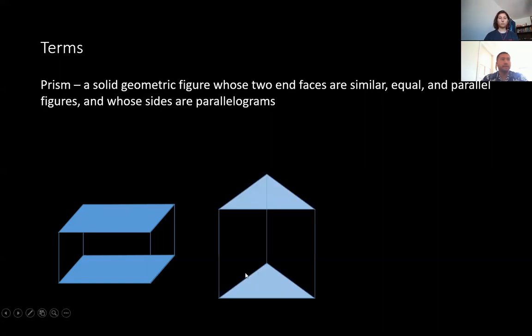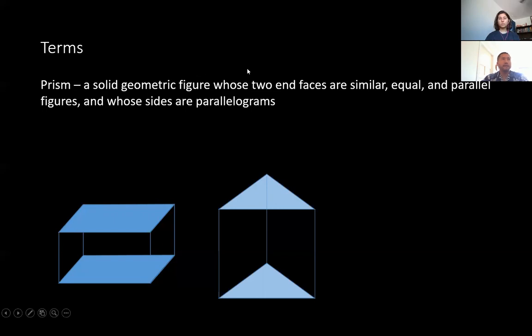Okay. Then when you have a triangle, that's easy to identify because your two end faces are similar, which is a triangle, equal, which is congruent, and parallel. That means if I put my hands together, I have the shape in between my hands. So my hands are parallel. If they are crooked or tilted, that's not parallel. So my two ends, my bases, have to be parallel.